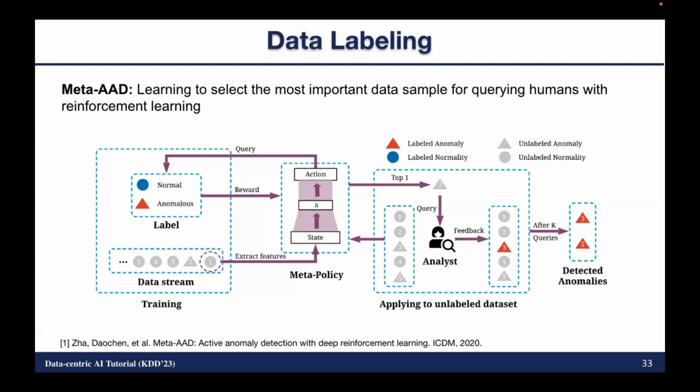So in reinforcement learning, in each state, we need to take an action, and given the action, we transit to the next state. And in the next state, we take another action and transit to the next state. And finally, we have a reward signal to indicate how good this decision is. So in this work, we implement this idea in active anomaly detection. We use the actual performance as a reward feedback to update the reinforcement learning policy.